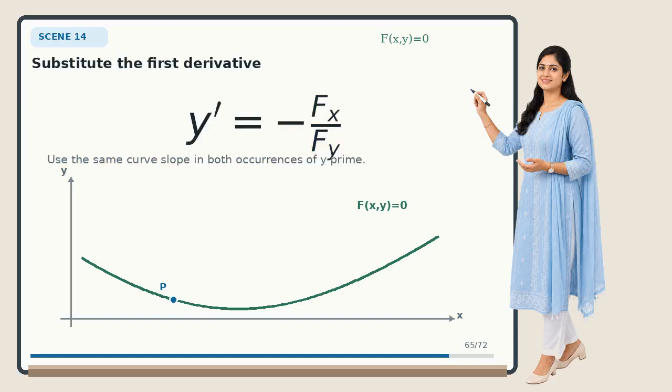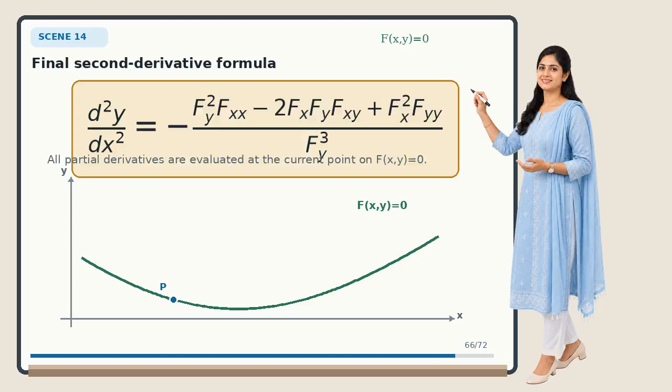Now substitute the already proved first derivative, y prime equals minus f sub x divided by f sub y. After using a common denominator and simplifying, d squared y by dx squared equals minus the whole numerator f sub y squared fxx, minus 2 f sub x f sub y fxy, plus f sub x squared fyy, divided by f sub y cubed.